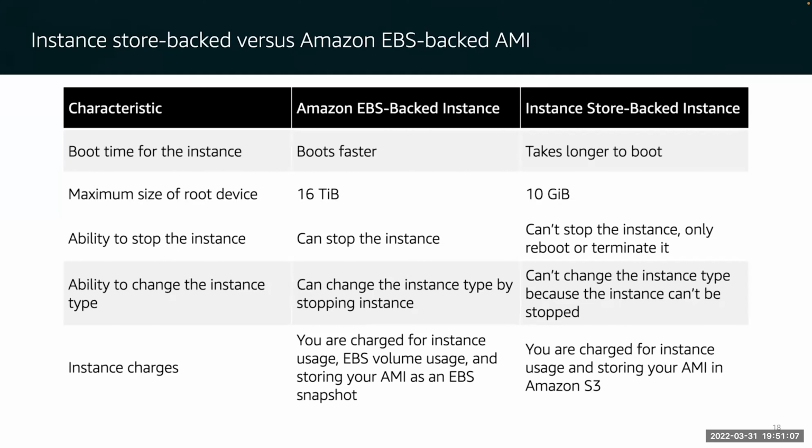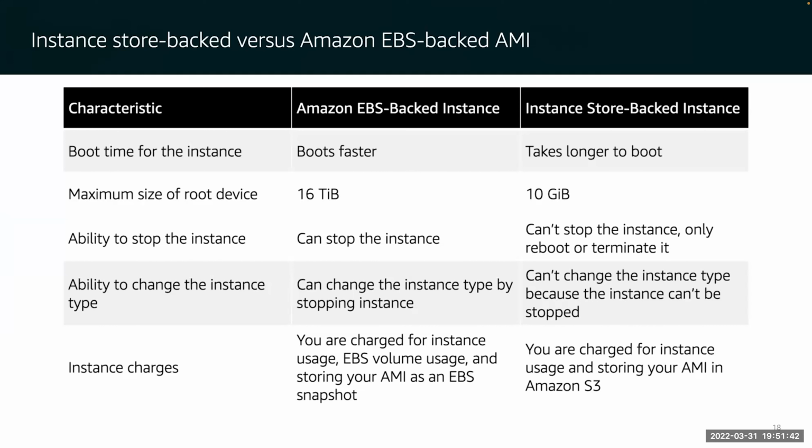The maximum capacity of the root device of an instance that is backed by Amazon Elastic Block Storage is 16 terabytes. However, in an instance store-backed instance, we only get 10 gigabytes. The ability to stop the instance is, as I said, totally independent in an EBS-backed volume from the lifecycle of the EC2 instance, so you can stop and start at any time. Don't forget you can terminate the instance, because if you want to terminate, this means delete.